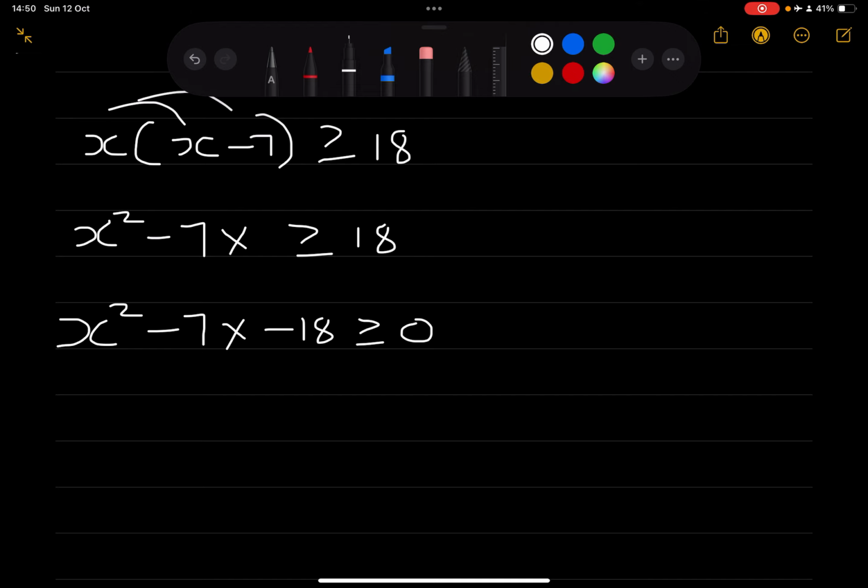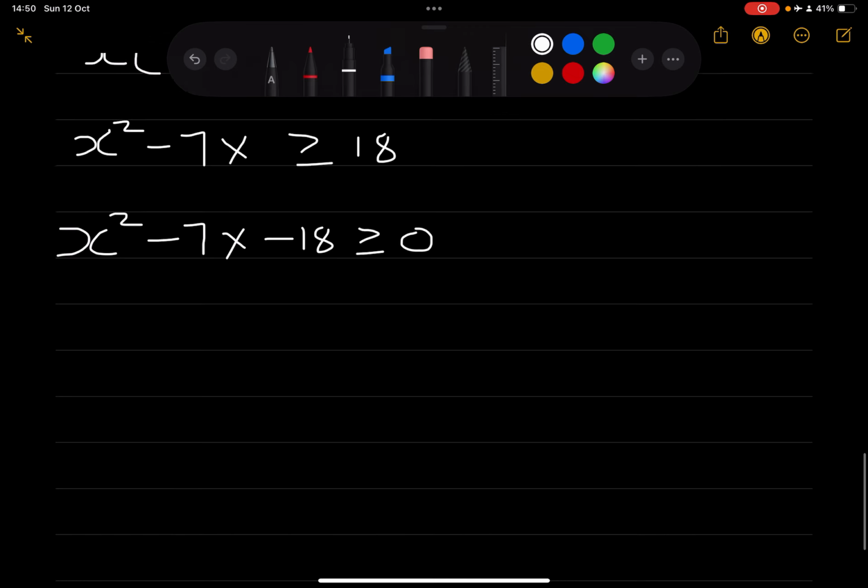All right? That's sorted. And then this, you can either get your critical values by using the quadratic formula or by factorization. Ne? So, but the quicker way will be to factorize it. But if you don't feel comfortable with factorization yet, you can use the quadratic formula. It's allowed.